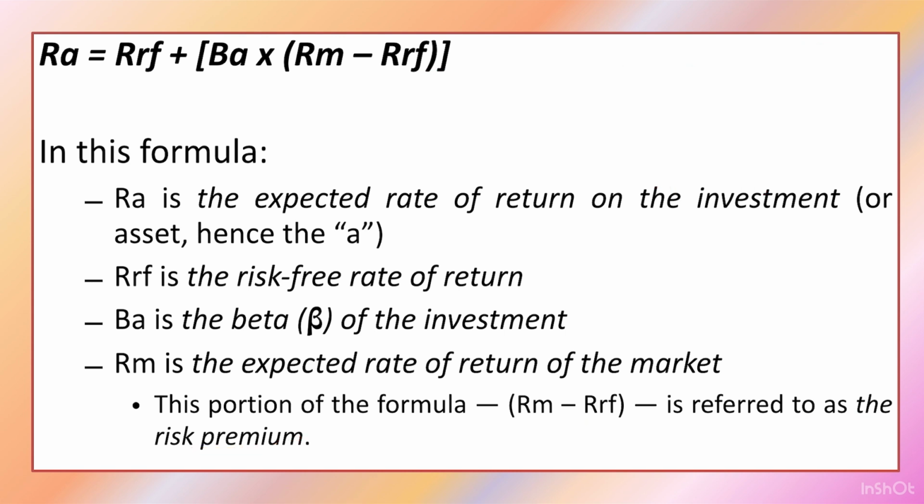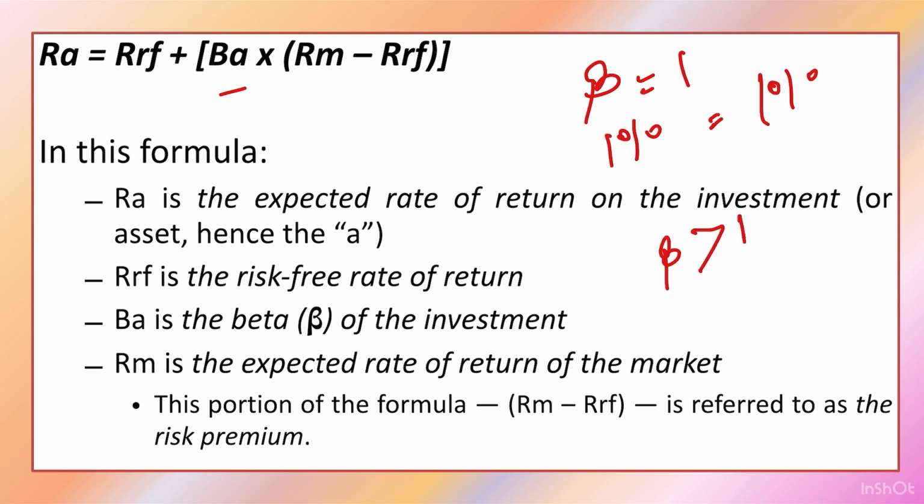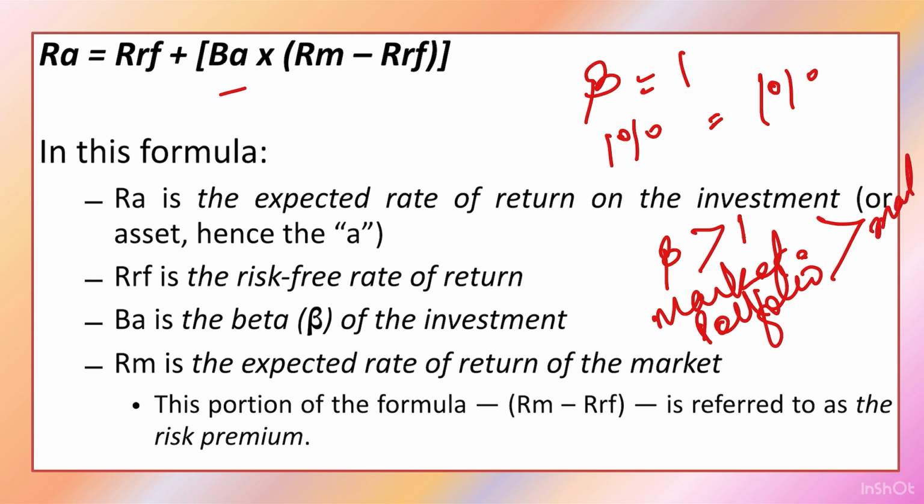Now let's understand more about this beta. If I say beta is 1, what does this mean? If there is a 1% increase in the market returns, there will be an equal 1% increase in my security's return, or the portfolio's return. And if I say beta is more than 1, what does this mean? The return in my portfolio is more than that of the market, right?